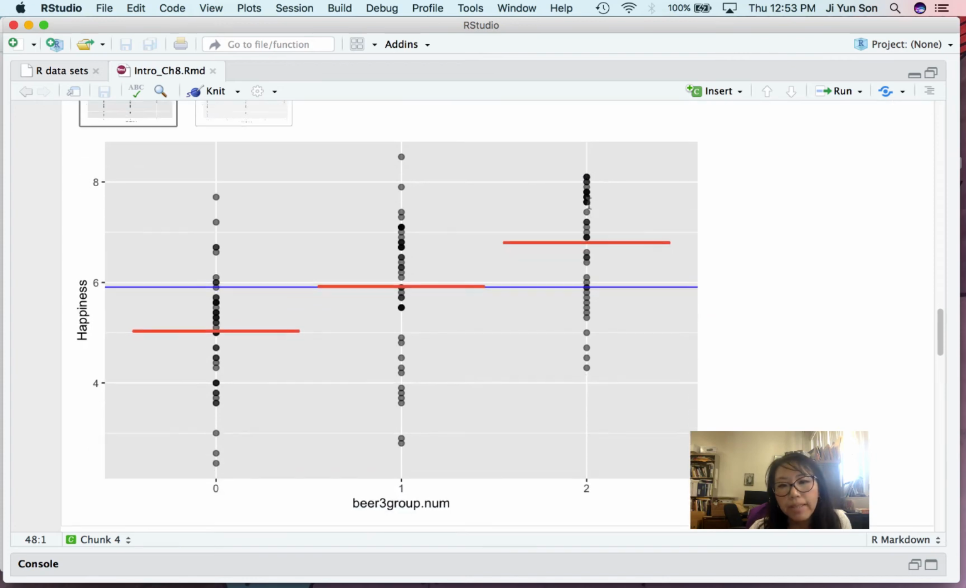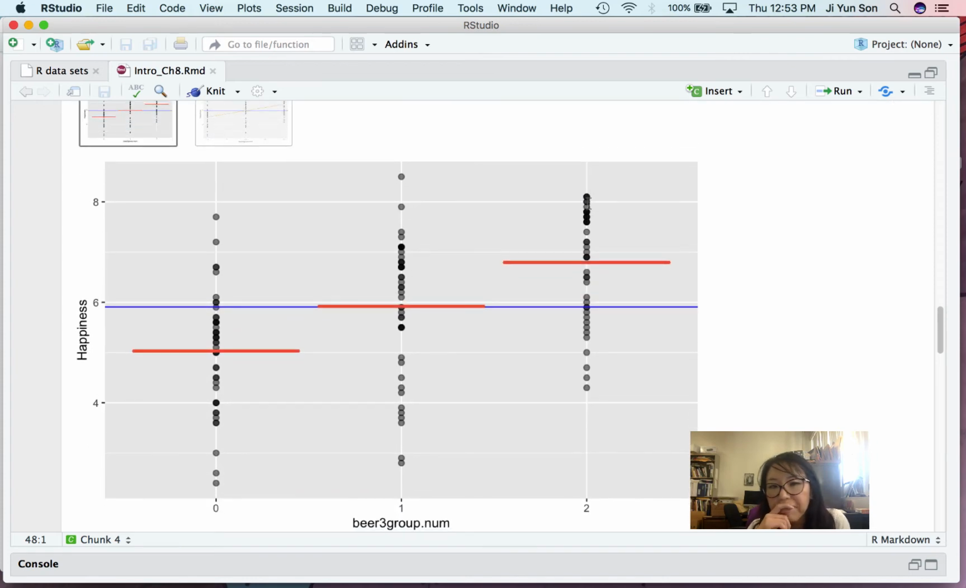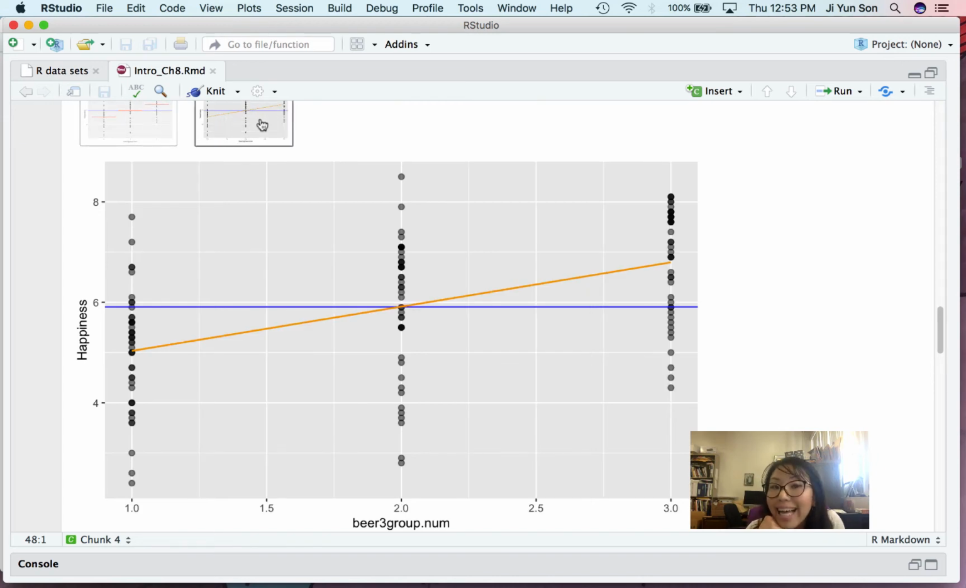But my point is, this is kind of strange. We could do this, or we could just represent it as a line, right? And in chapter 8, you're going to learn how to put this line on there. And take a look. When we did it as a line, it basically gives us that same pattern, right?